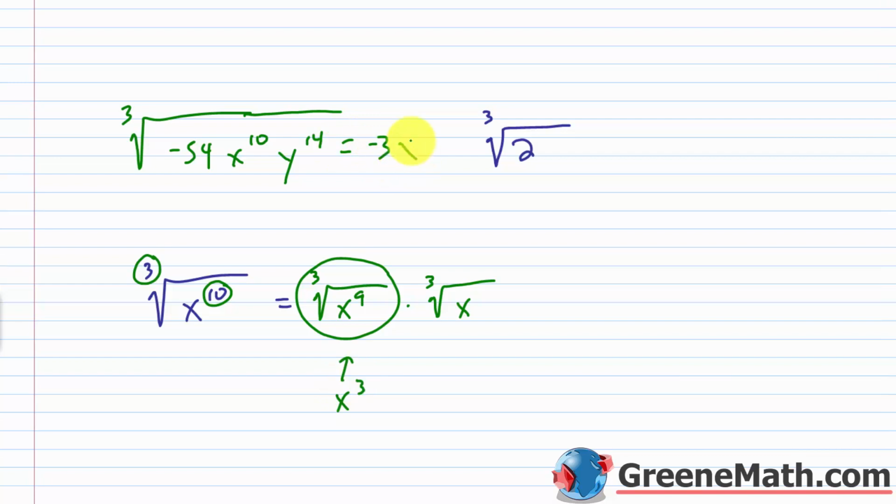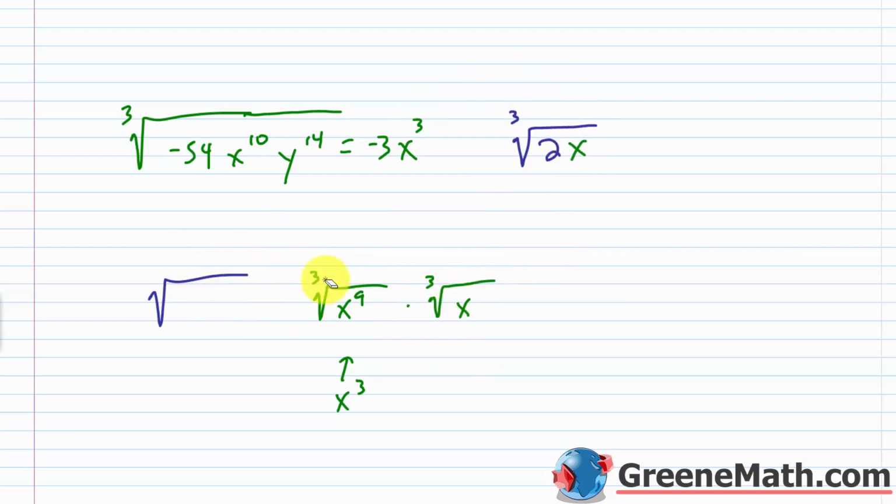And I'll put my x cubed next to that. Let me kind of move this over a little bit. And what I'm left with is the cube root of x. So I'll just write an x under there. So we can erase this for now. And now lastly, I have the cube root of y to the 14th power.